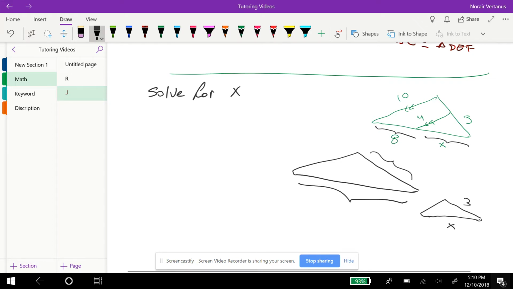That's one of the tricks. So this is 8 plus x. And then we have other segments: one is 4 from the small triangle, and from the big triangle it's 10. And there's one thing, which is this angle is in common for both triangles, right? This angle is the same for both triangles. Now these two triangles are similar, so we can write proportionality and solve for x.